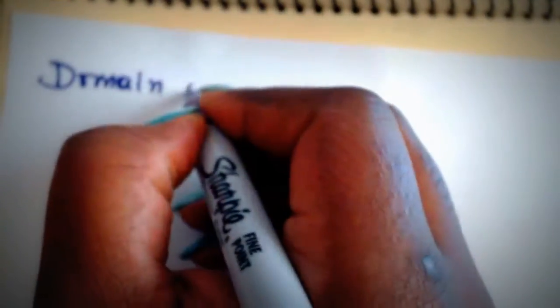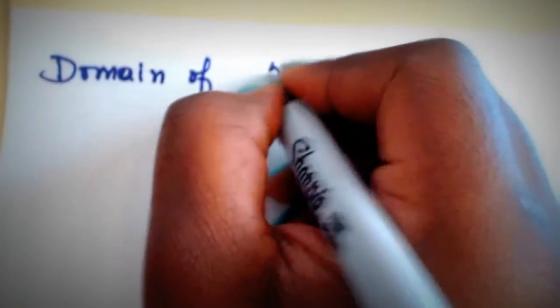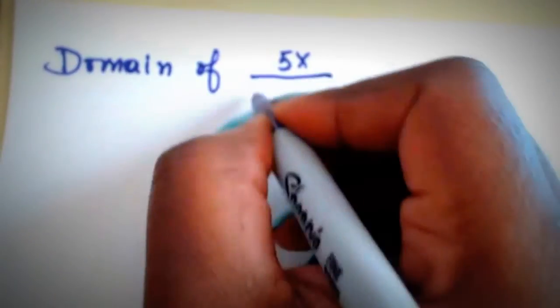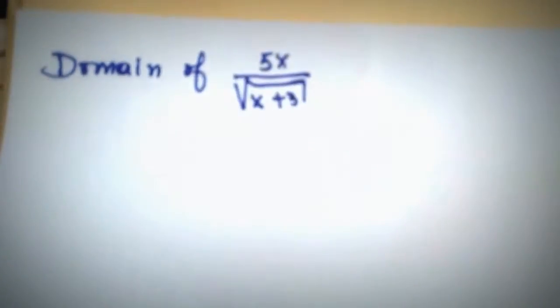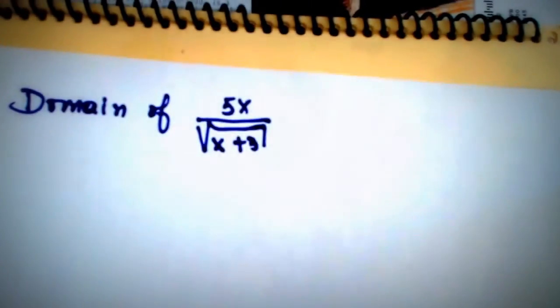Now I'm gonna answer the particular question. I was asked how to find the domain of 5x over the square root of x plus 3. So what is the solution to that problem?